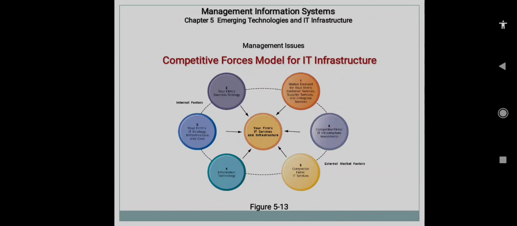So, these are the six factors you can use to answer the question: how much should our firm spend on IT infrastructure? There is the market demand for your firm's customer services, supplier services, and enterprise services. There is also your firm's business strategy, your firm's IT strategy, the IT services of competitor firms, and competitor firms' IT infrastructure investments.